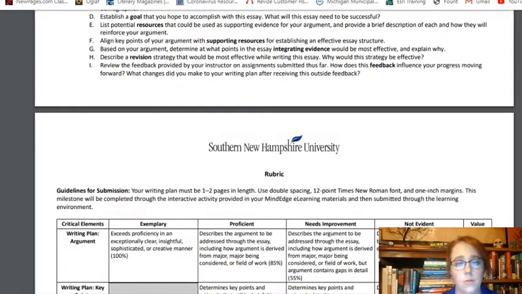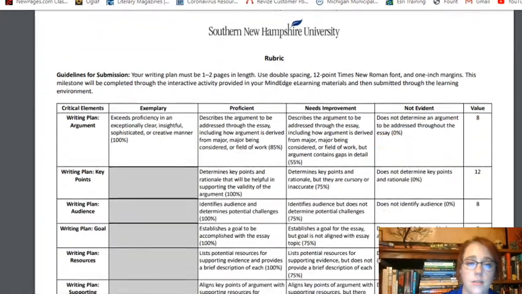So if you have no peer feedback, reflect on my feedback and how is it influencing your progress moving forward? What changes did you make to your writing plan after receiving outside feedback? Was it valuable? Was it not? Have a conversation about the feedback that you're using so far in this term. So those are the different steps. I know there's a lot, so if you have any questions at all, don't hesitate to reach out.